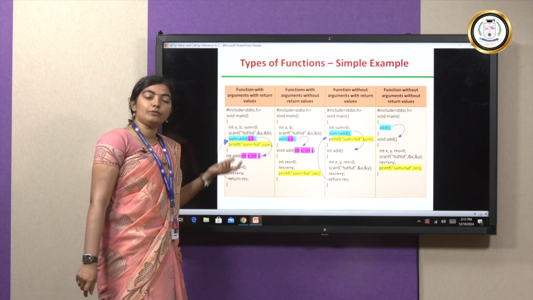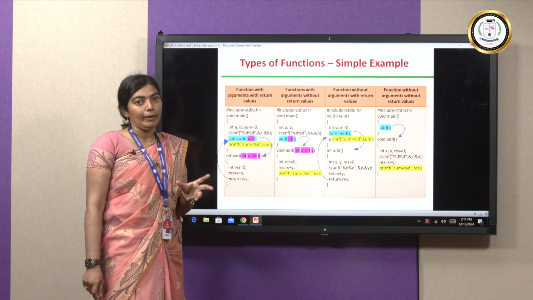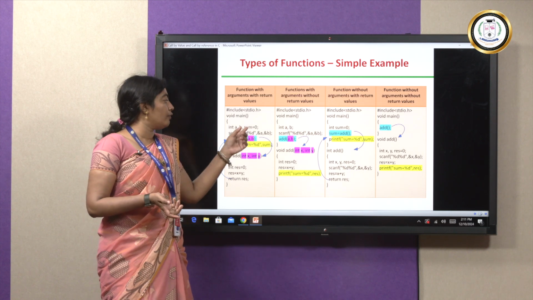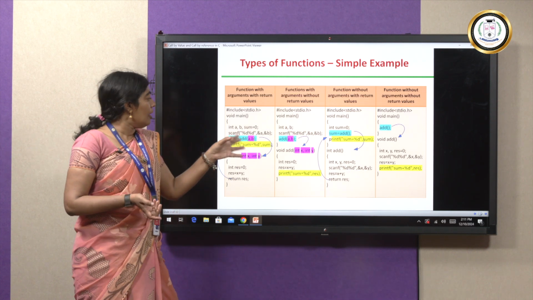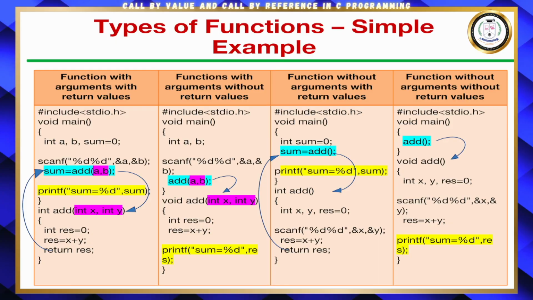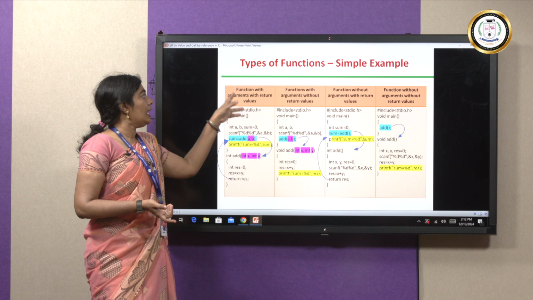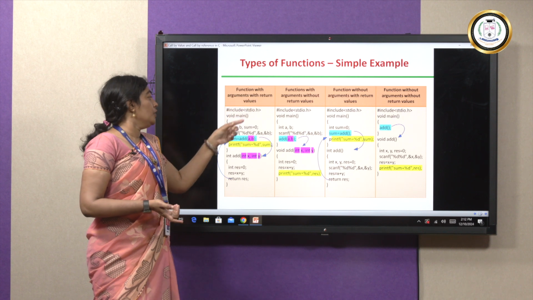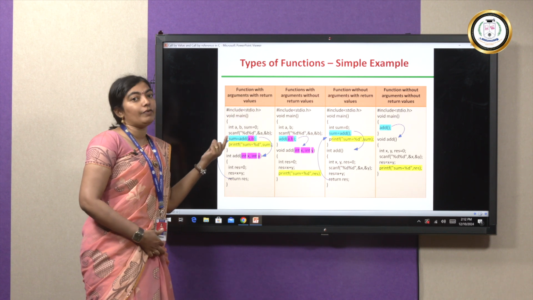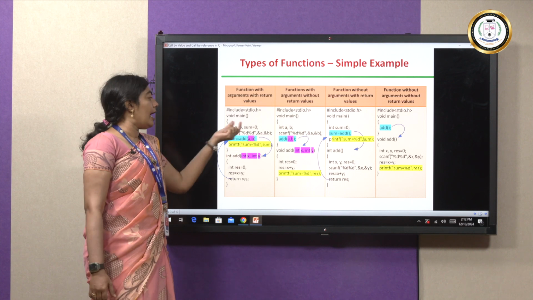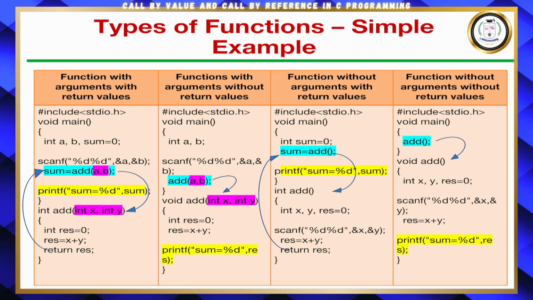My next statement is the scanf statement. My scanf statement is used for getting values from the keyboard. So I have received 2 values, that is a comma b, from the keyboard. And my next statement is the sum calling place. Sum is equal to add a comma b. The main thing which you have to notice is my type is with return value. My function type is function with argument with return value. So while I am calling the function using the function name, I have passed 2 values along with it, and then a normal basic printf statement to print the sum value which I received.